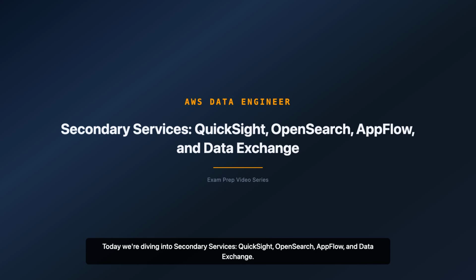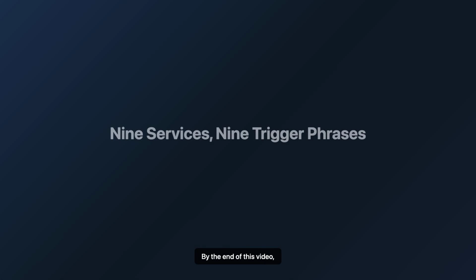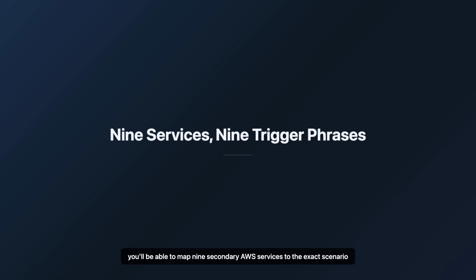Today we're diving into secondary services: QuickSight, OpenSearch, AppFlow, and Data Exchange. Let's get into it. By the end of this video, you'll be able to map 9 secondary Amazon Web Services to the exact scenario phrase that points at each one.